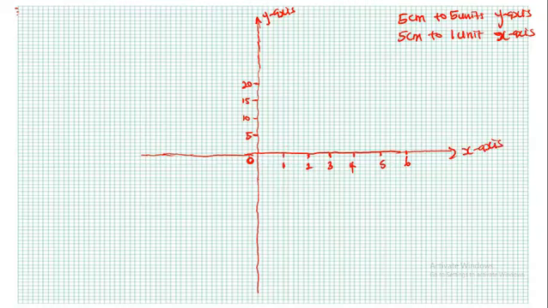Then here you have 1, 2, 3, 4, 5. This is minus 1. Then minus 2. Minus 3. We'll stop here. Then for this we have 1, 2, 3, 4, 5. This is minus 5. Then this is minus 10. This is minus 15. This is minus 20. We'll stop here too. Then we'll go over to our table.